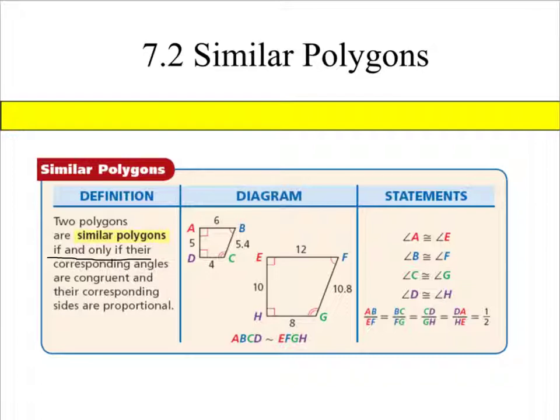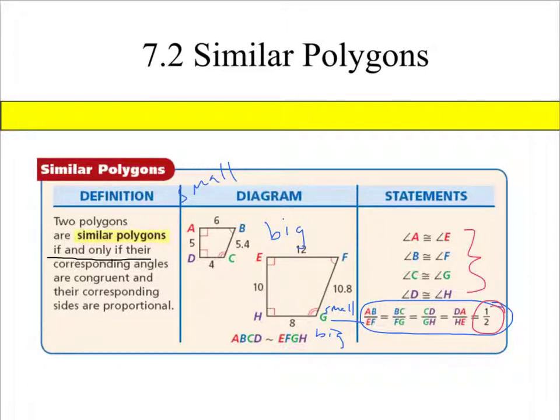If you look at the statement section right here that I just circled, if you put AB over EF, in this statement we put small over big. You will notice that the top one is always going to be your small section, and the bottom one is always going to be your big section, and they kept that ratio the exact same, small over big, and so on and so forth. The ratio is going to be the exact same, 1 over 2. When you have all of these angles congruent and the ratio is the same, they are going to be similar.